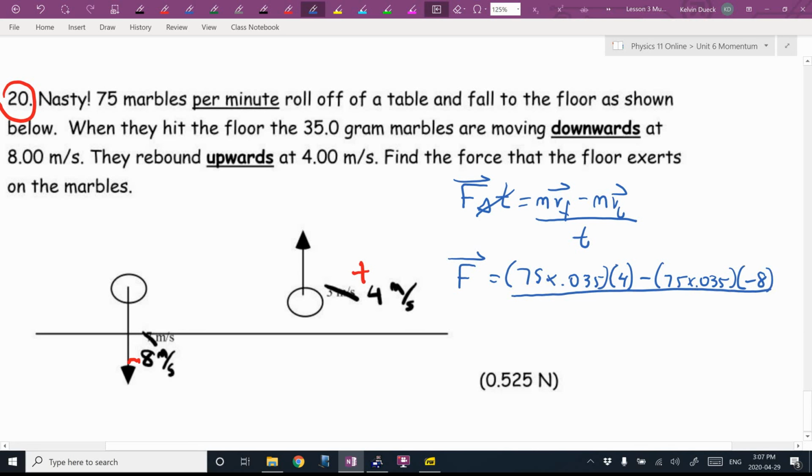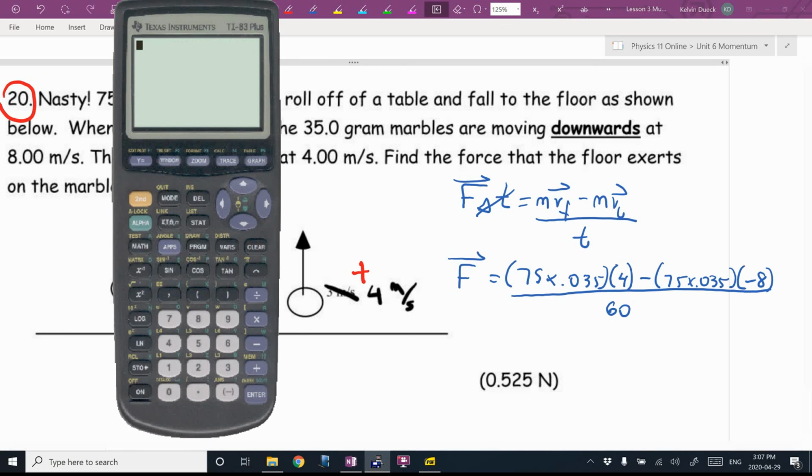And then the time, I was a bit sneaky. It says per minute. Hey, that's 60 seconds. You can see why I kind of like the impulse equation. It's a lovely shortcut. One line and I'm done. I didn't need to bother finding the acceleration or going F equals ma. I got there in one fell swoop. Let's type this one very carefully: 75 times 0.035 times 4 minus 75 times 0.035 times negative 8, divided by 60.